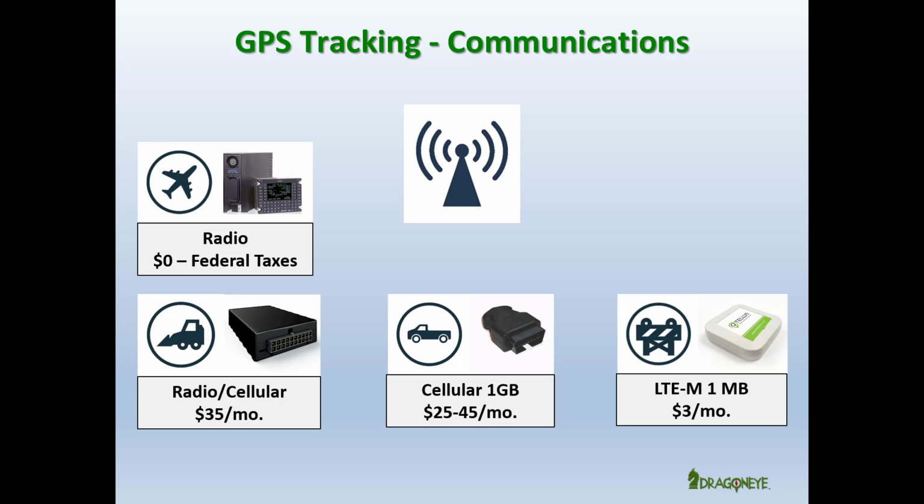LTE-M, or Long-Term Evolution Machine, is the cheapest communication channel by far due to its infrequent use as previously explained, and the dedicated nature of the frequency. But as in all things, you get what you pay for. Effectively, a very limited use case for location reporting. Expect $10 and under, with about $3 per month being the norm.